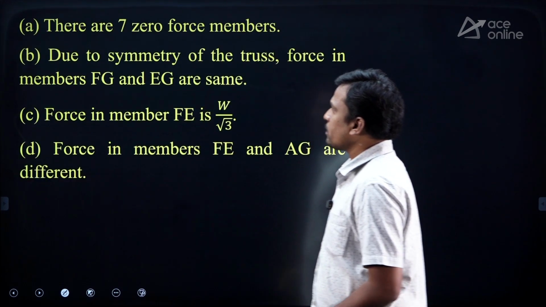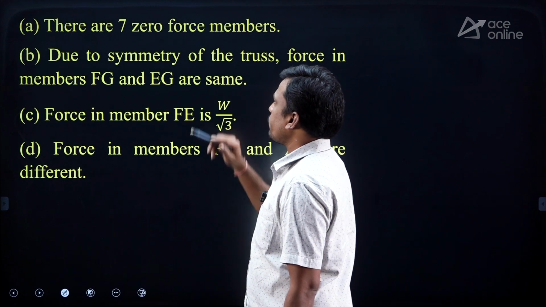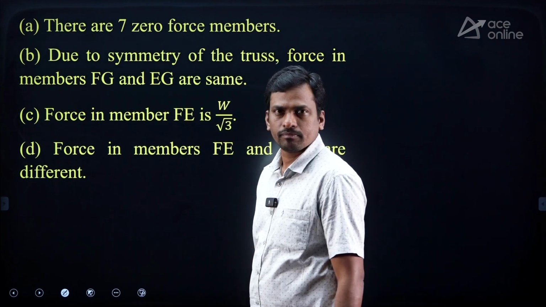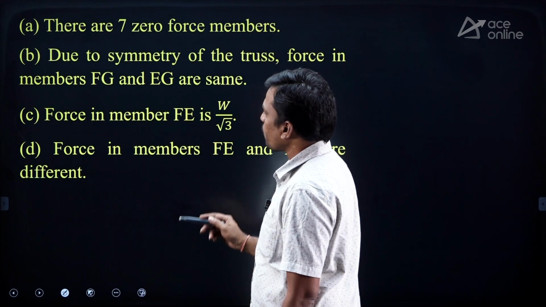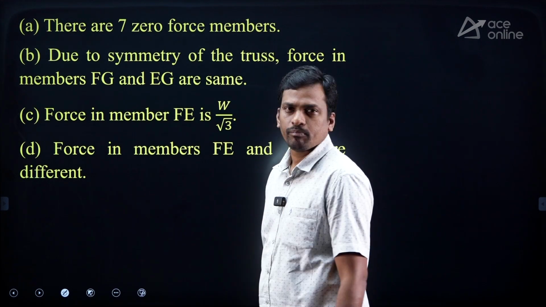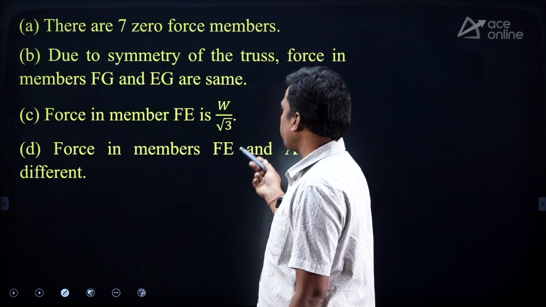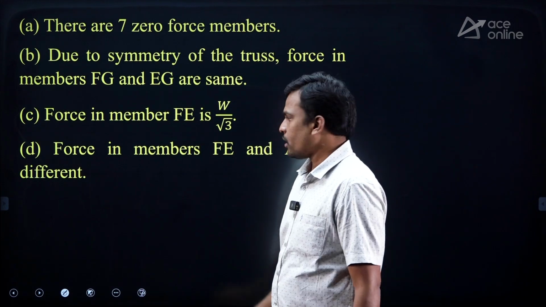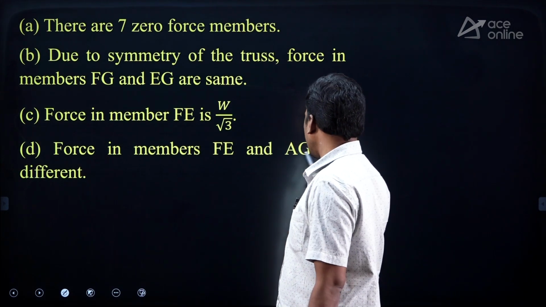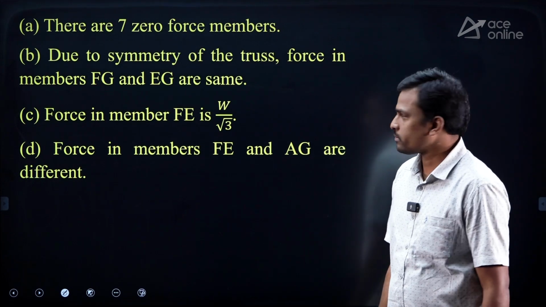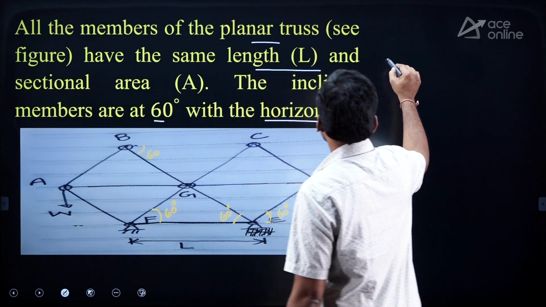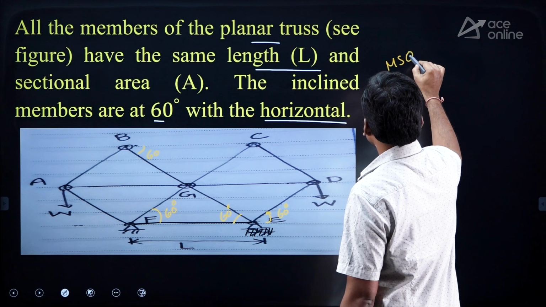Given: option A, there are 7 zero force members; and option B, due to symmetry of the truss, force in members Fg and Eg are the same and force in member Fe is W by root 3, and force in members Fe and Ag are different. This is a multi-select question, MSQ.